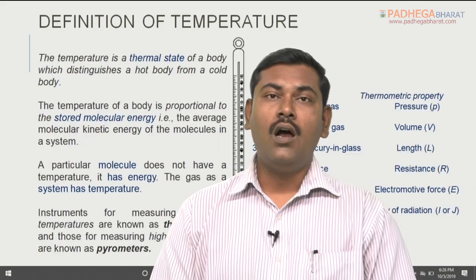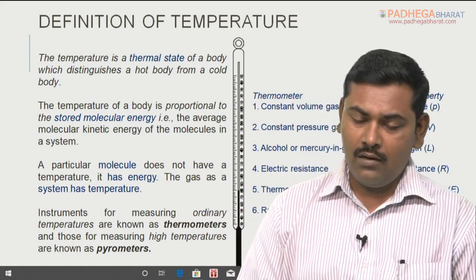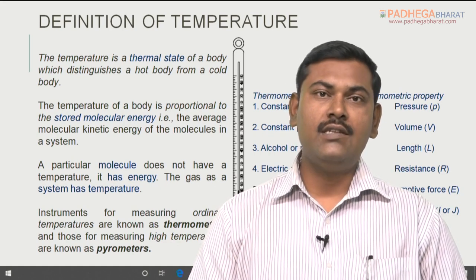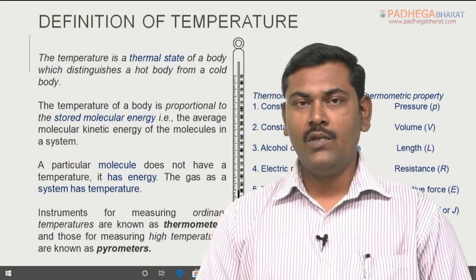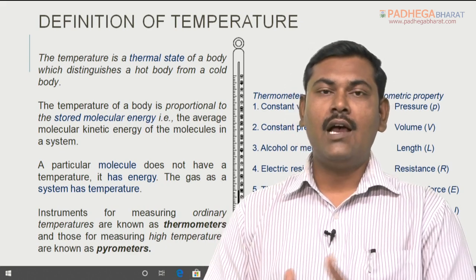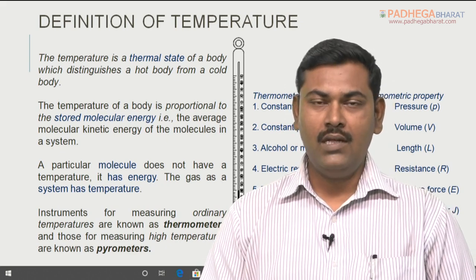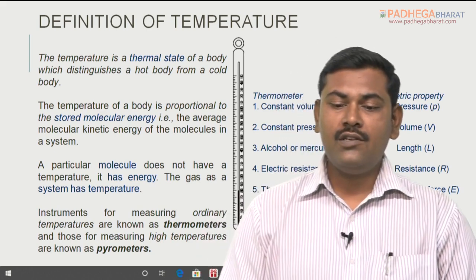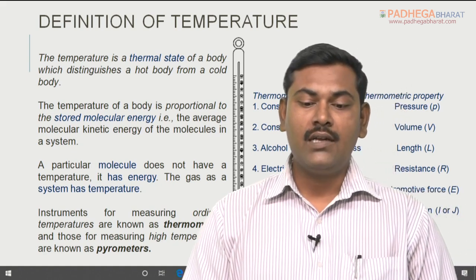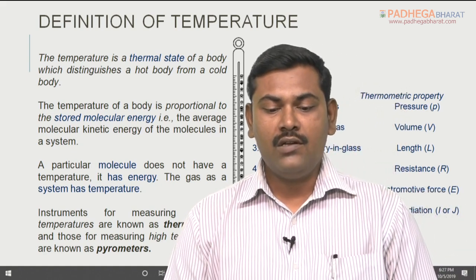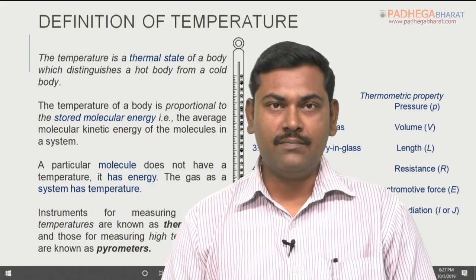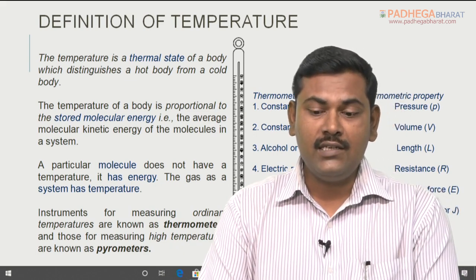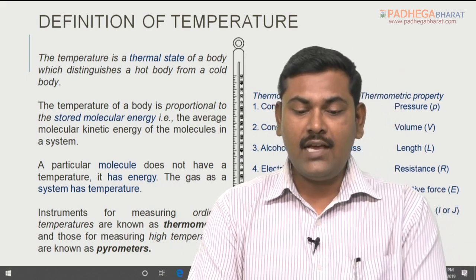Now let us see how we define temperature. In simple words, temperature is a thermal state of a body which distinguishes a hot body from a cold body. Which body is hotter and which is colder has to be compared on some common platform, and that common platform is nothing but the measurement of temperature. The temperature of a body is proportional to the average molecular kinetic energy of the molecules in the system. A particular molecule does not have a temperature, it has energy. The gas as a system has temperature.